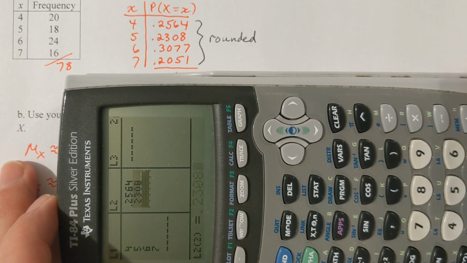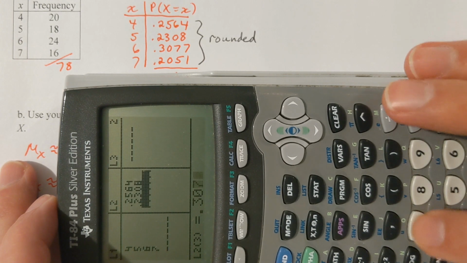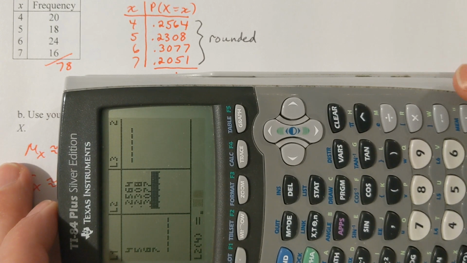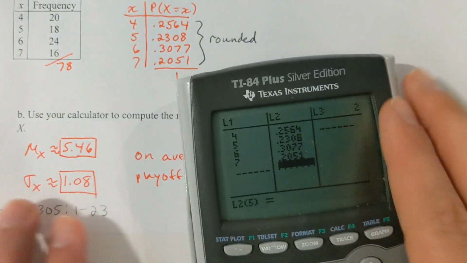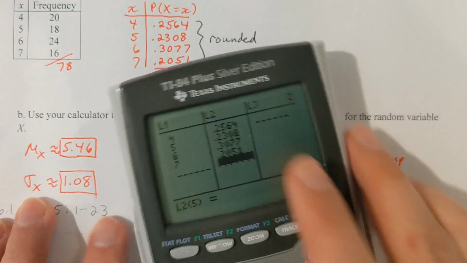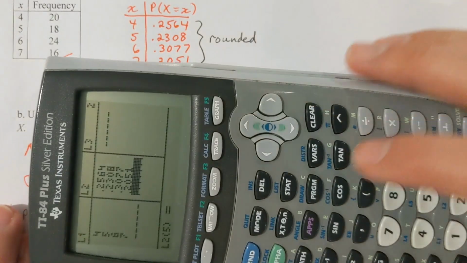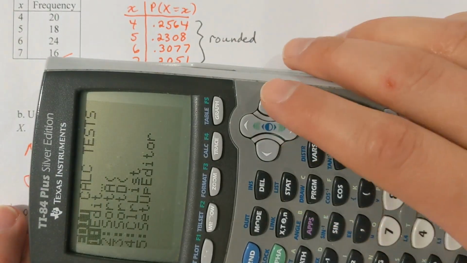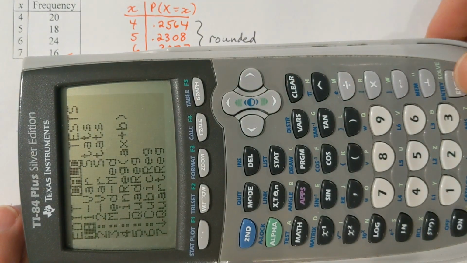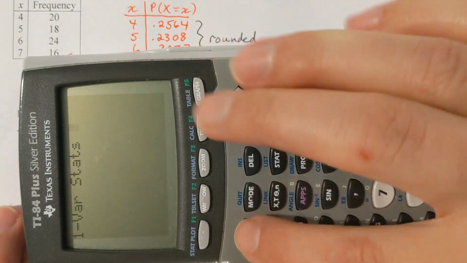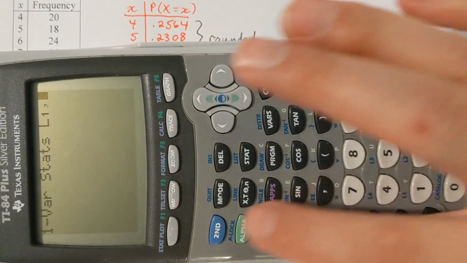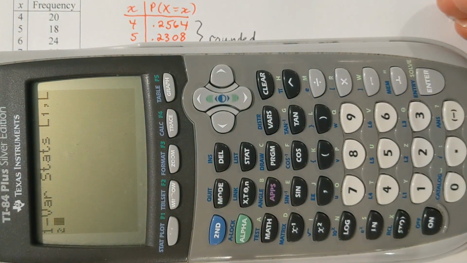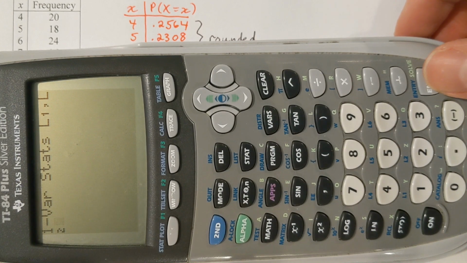0.2308, 0.3077, and then 0.2051. If you were to use the fractional form, that would be fine also. It's not going to affect the answers here in what we have. So then you'll hit Stat, go over to Calc. We want 1-Var Stats, and then I'm going to hit second 1, comma, second 2, since I'm telling the calculator to use these 2 columns here.